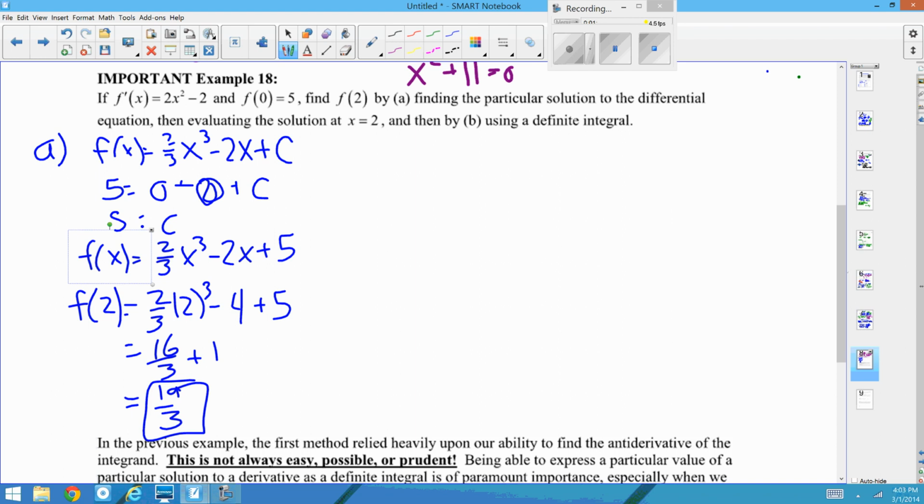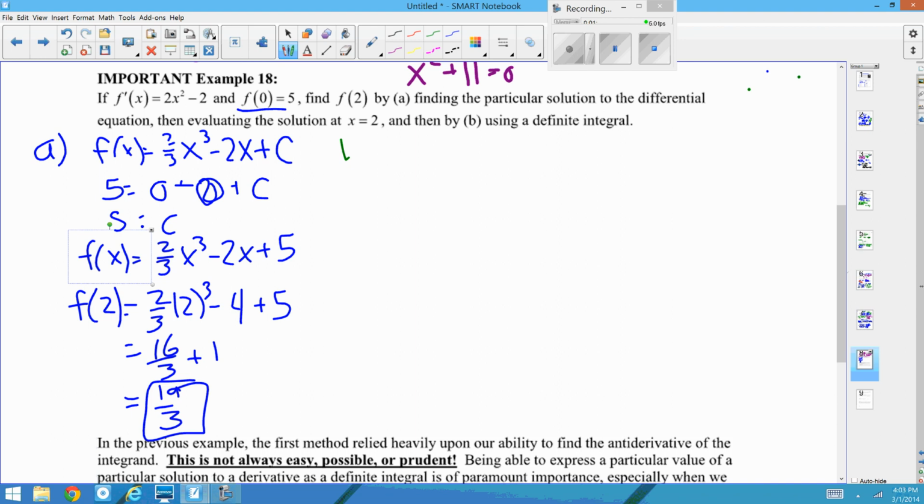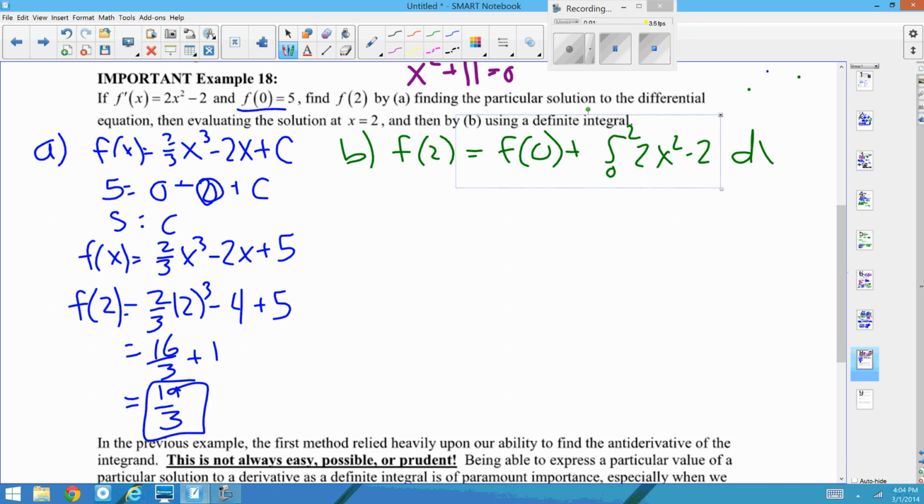Now, there's a problem with this because it requires us to know f of 0 equals 5. It requires us to find the antiderivative and then plugging it in. So there's another way that we could do it by using a definite integral. So if we want to find f of 2, we could start at f of 0, whatever the value is there, and then add what we accumulate from 0 to 2 of 2x squared minus 2 dx. All right, so in this case, f of 0 equals 5, which we needed for before.